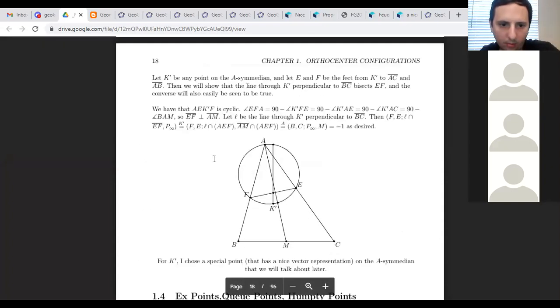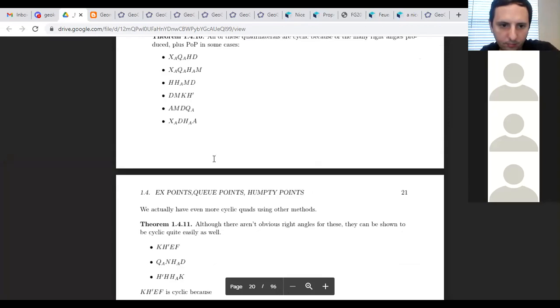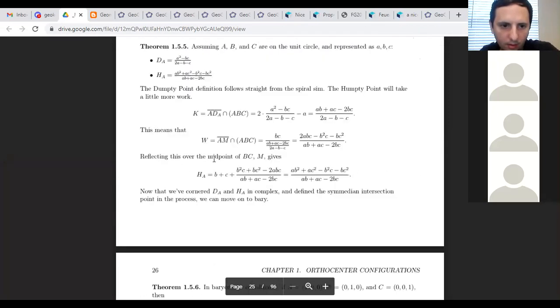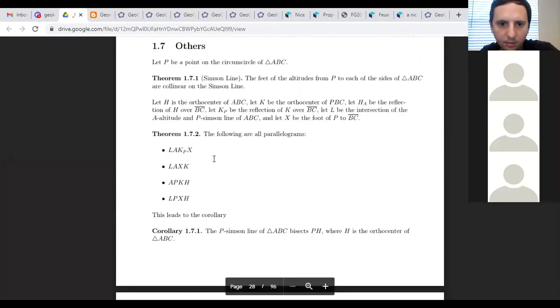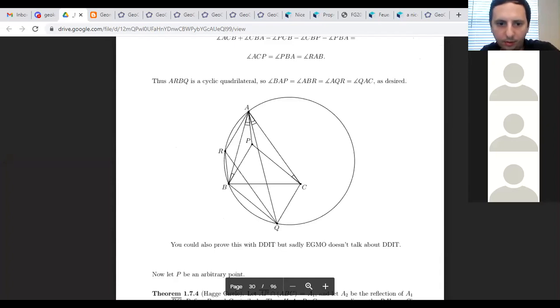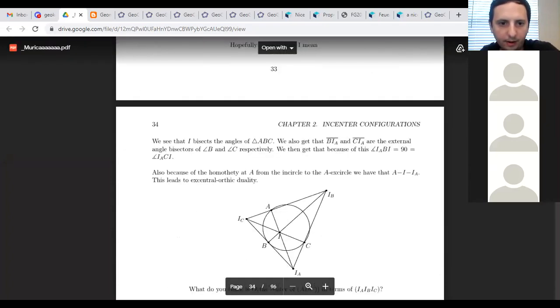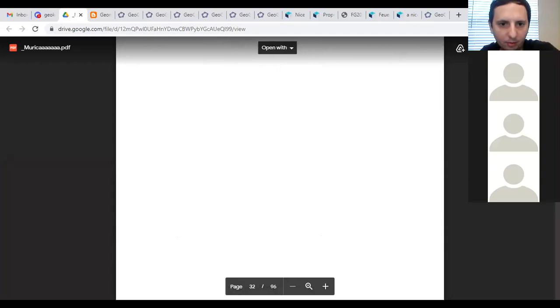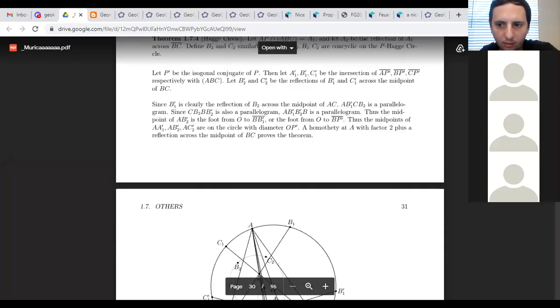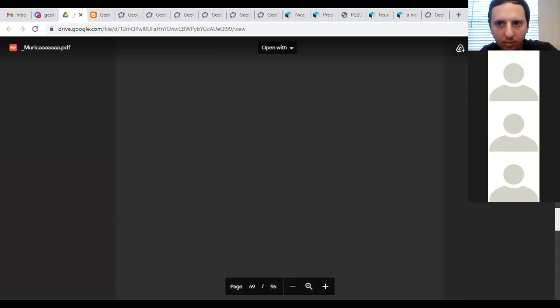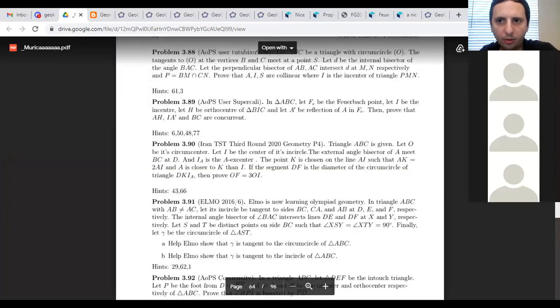It's a good problem. Are all the problems at the end of the book? I'm not sure. Have you guys seen the Hagge circle before? I've heard of it, but I have never met one. Okay. Let's see if we can prove it.